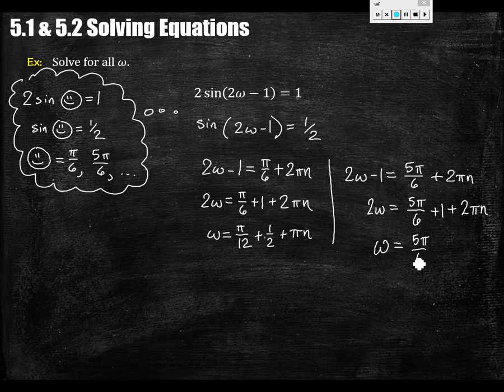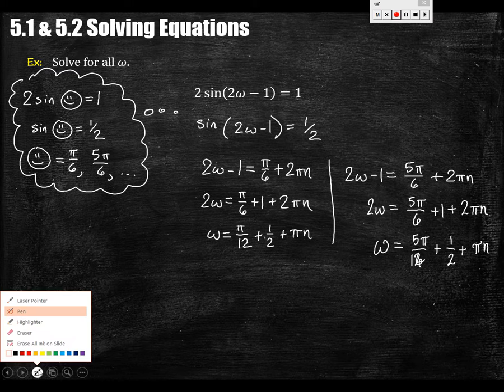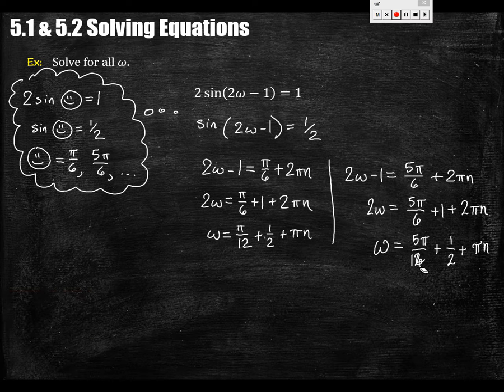So omega, 12, equals any of the things in these lists where n is an integer. And I have a couple small comments to make about that.